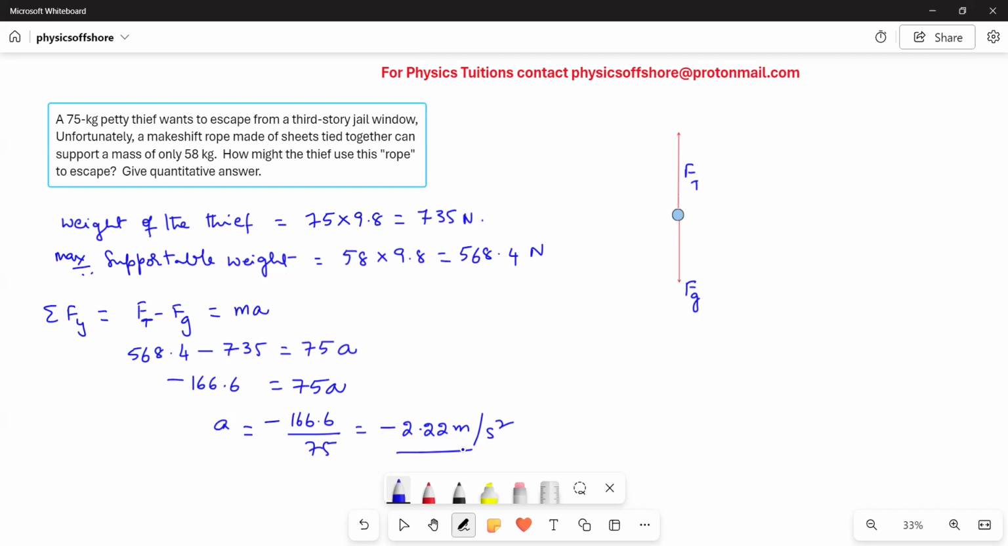So if the thief manages to slide down with an acceleration of 2.22 meters per second squared, where the negative sign indicates the downward direction, the acceleration should be downward. If he can slide down with this acceleration, he can easily manage to escape with this makeshift rope. He doesn't require any extra thing or any stronger rope beyond this. With this, he can manage.